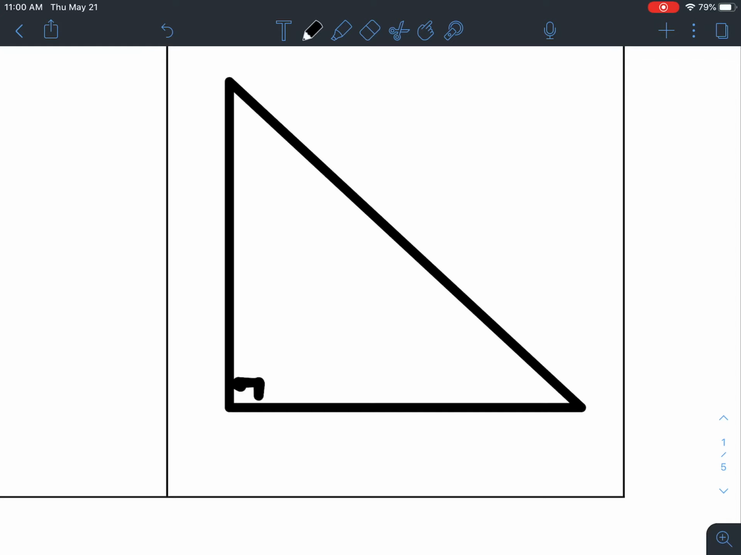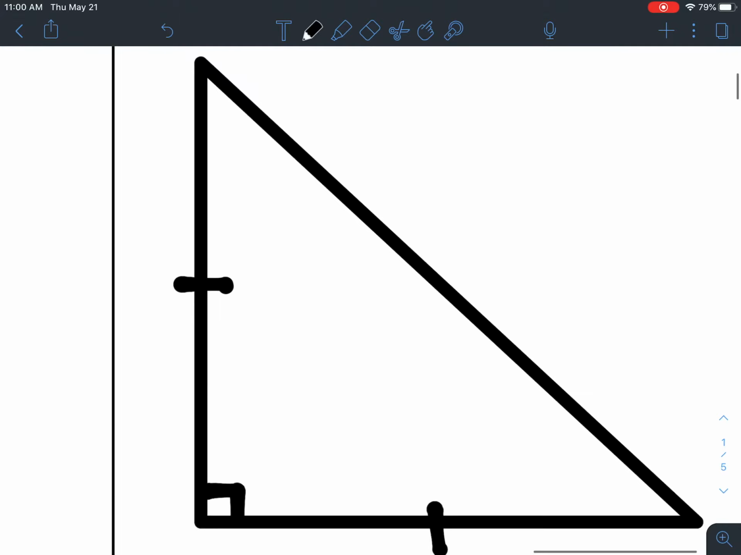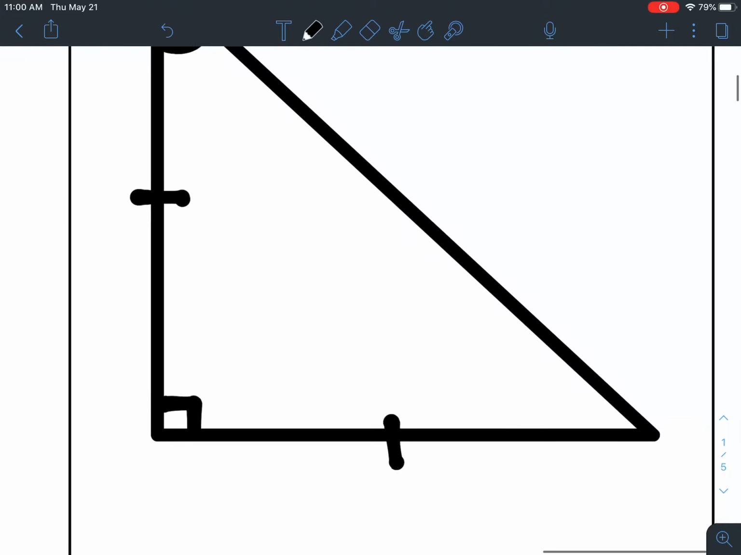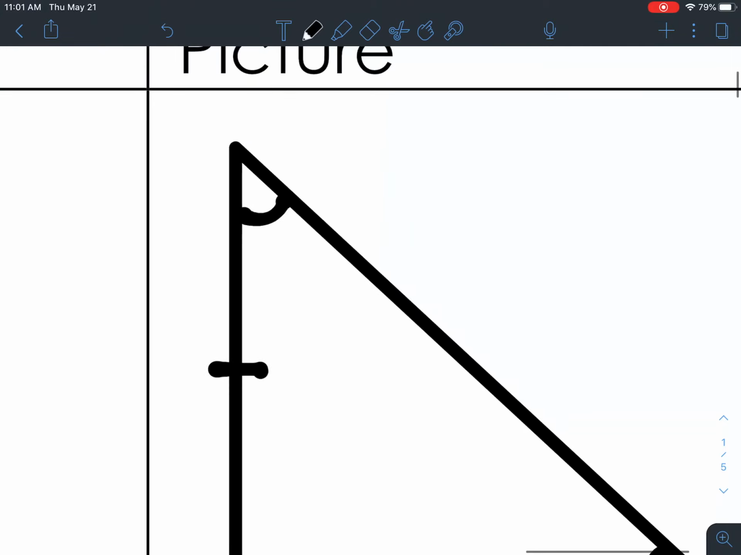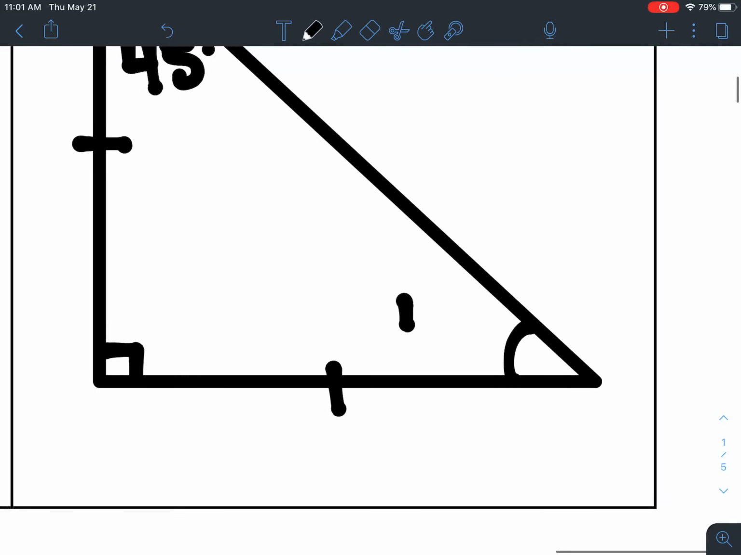Let's mark that as our right angle. Now, isosceles means that the legs have to be congruent. Obviously, a leg and a hypotenuse can't be congruent because the hypotenuse has to be the biggest side. But the two legs are congruent. Because the two legs are congruent, we also know that these two angles have to be congruent, which means that they're both 45. So this is a 45, 45, 90 triangle.